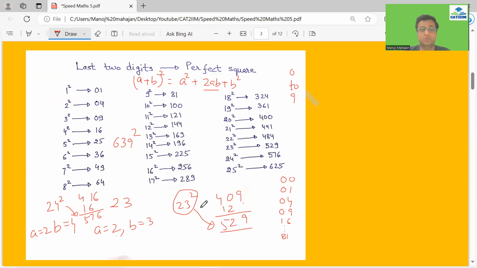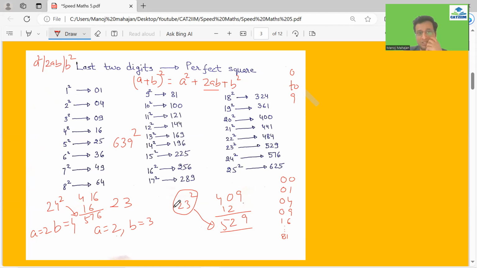If I look over here, 23 square, 24 square. Of course, for 639 square, I'm not going to apply that approach also. So this works like this. You write like this: a square, 2ab, b square. For every calculation, only one digit we are going to write.